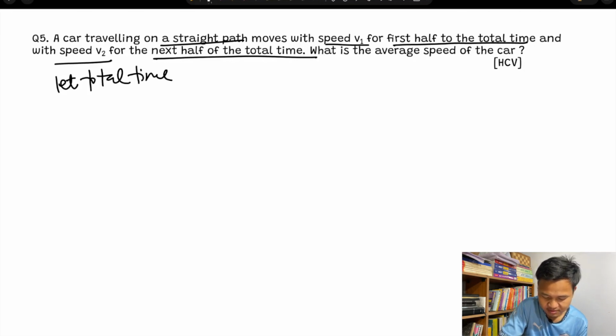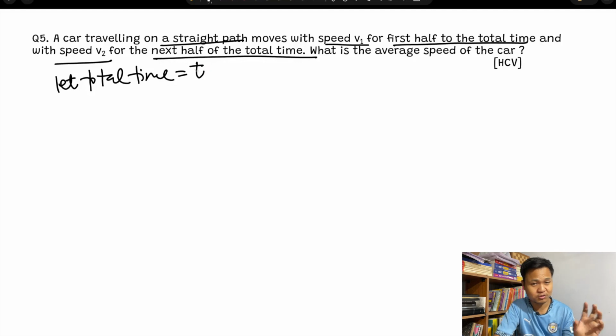Okay, so here you see, this is another question from H.C. Verma. A car is traveling in a straight line, straight path. Okay, so it goes with speed v1 for the first half of the total time. And then he goes with speed v2 for the next half of the total time. So let's say total time is equal to t. Suppose the total time is t.